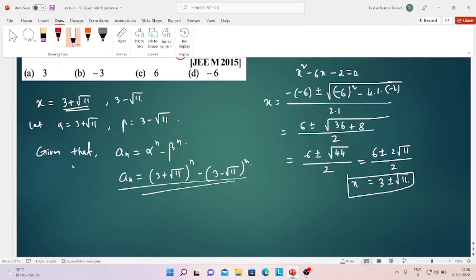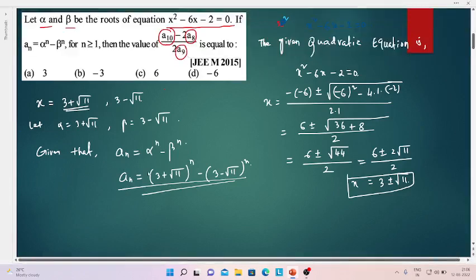Since we have a sequence aₙ equals (3 + √11)ⁿ − (3 − √11)ⁿ, if we substitute n equals 10 here, we will get a₁₀ equals, obviously we have to put 10 instead of n, so it will be (3 + √11)¹⁰ − (3 − √11)¹⁰, right?